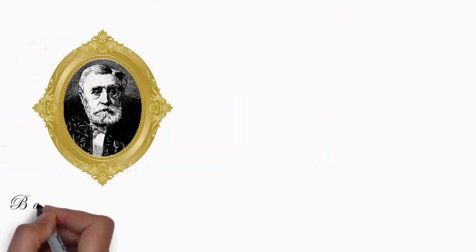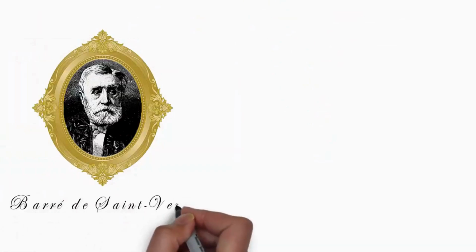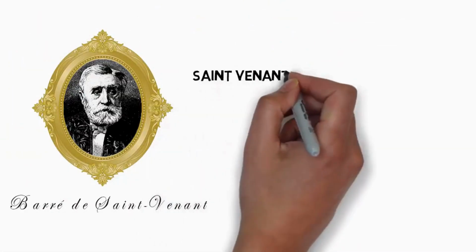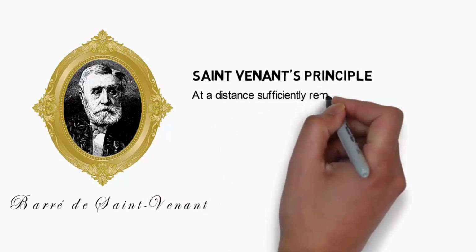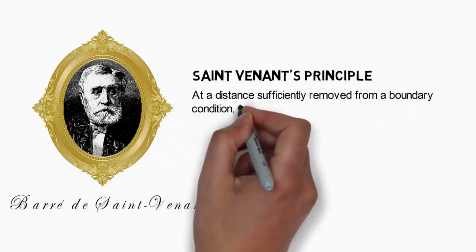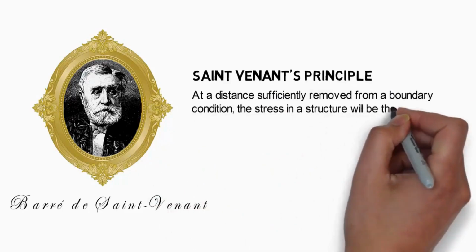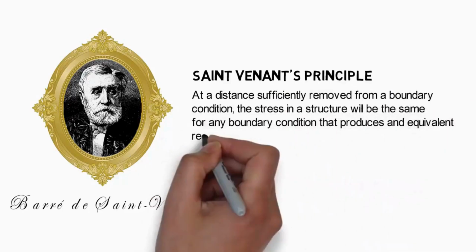First observed by the French scientist Barré de Saint-Venant, this observation is referred to as Saint-Venant's principle. It states that at a distance sufficiently removed from a boundary condition, the stress in a structure will be the same for any boundary condition that produces an equivalent resultant load.